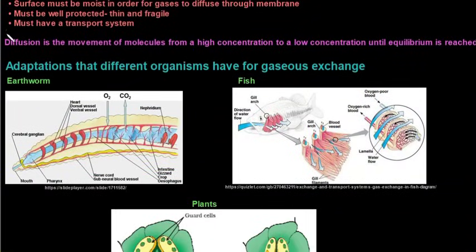A definition that you've had since grade 8 is diffusion, so it should not be strange. Diffusion is the movement of molecules from a high concentration to a low concentration until an equilibrium is reached. You need to understand this because this is how gaseous exchange takes place.